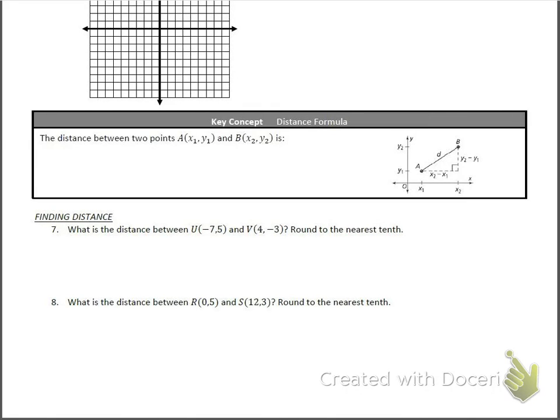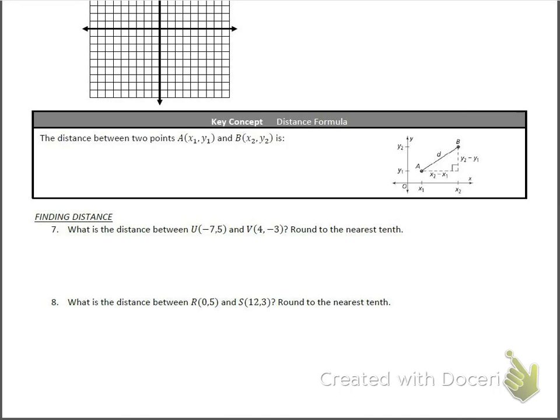So, Pythagorean theorem is how we find the distance between 2 points. So we're going to use the distance formula. We're actually going to derive it together. So what I want you guys to do is look at that picture. I know it's kind of small, but in the box.